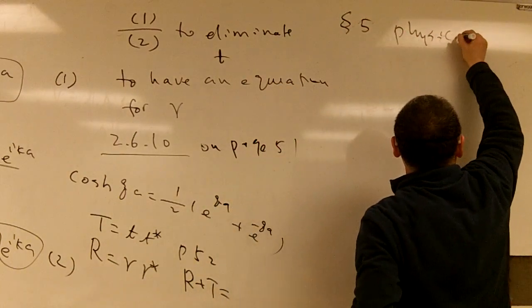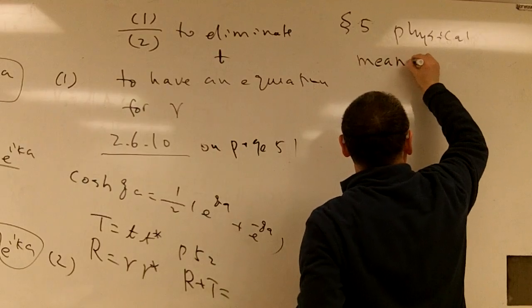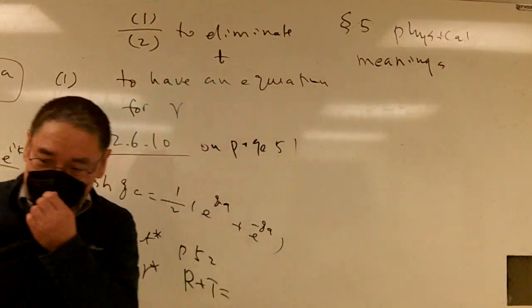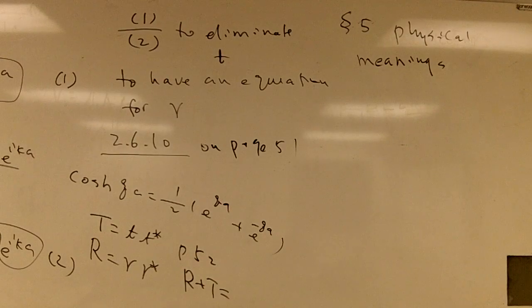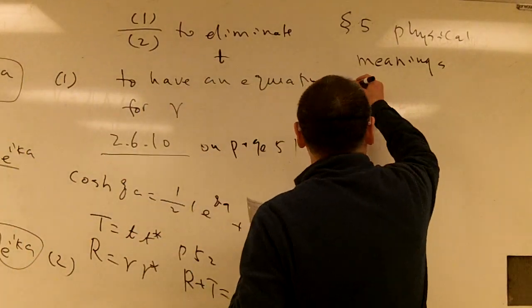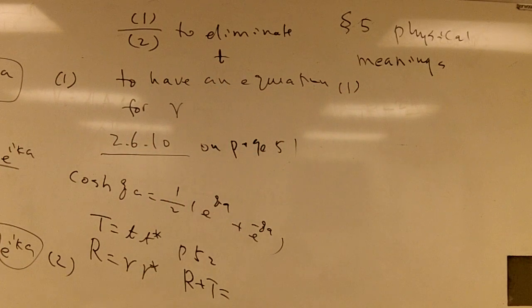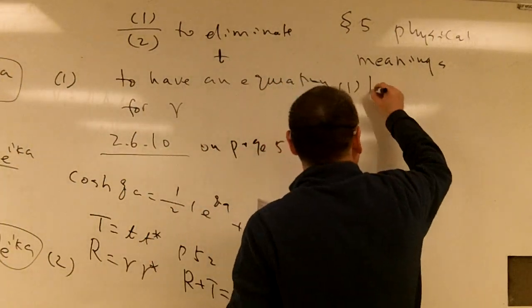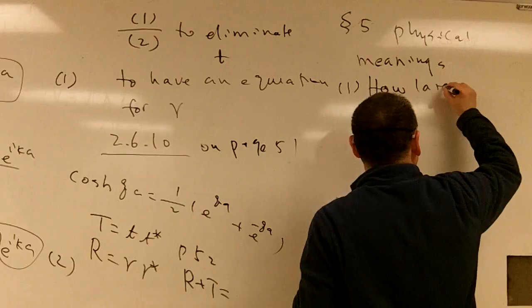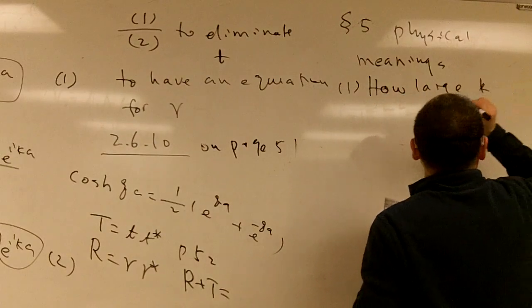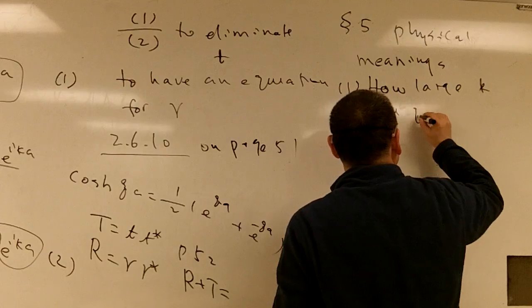Physical meaning. Because at this point, you understand the solution is not that simple, but basically you could solve it without any difficulties here. But the key idea is that we want to know what actually this is about. So the first thing that we want to know is how large K and Q are.